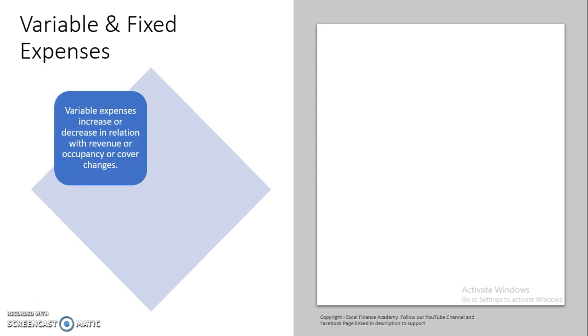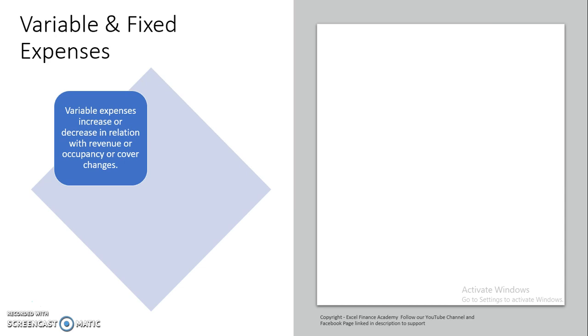The first thing we need to understand is that expenses are of two types: variable and fixed expenses. So what is a variable expense? Variable expenses are those expenses which increase or decrease in relation with the revenue or occupancy or cover changes. If the revenue increases by 10%, the variable expenses will also increase by 10%. If the occupied room nights increase by 5%, then the expenses are also likely to increase by either 5% or maybe 4% or 5.5%. But they increase in relation with the increase in the business.